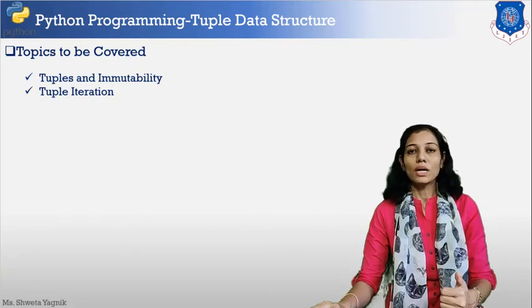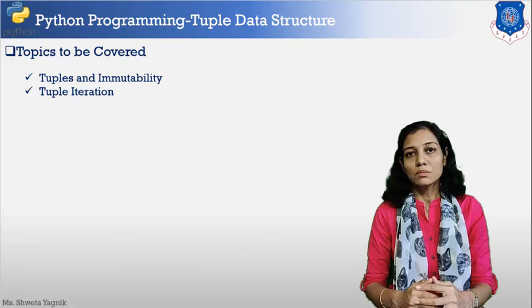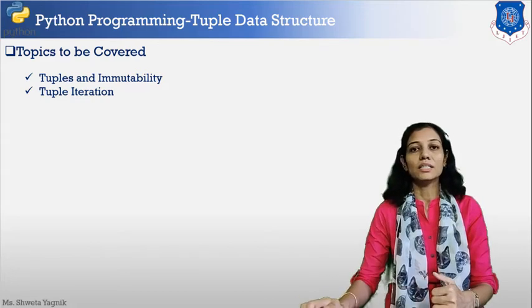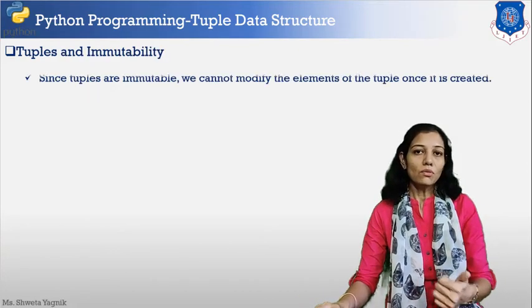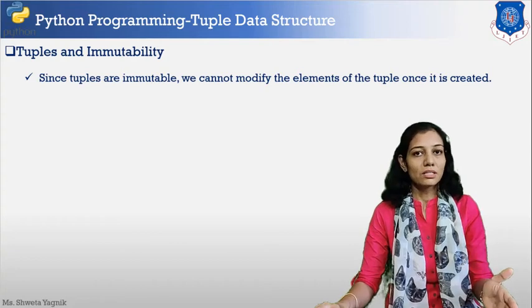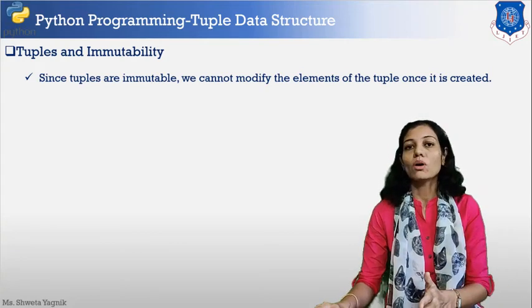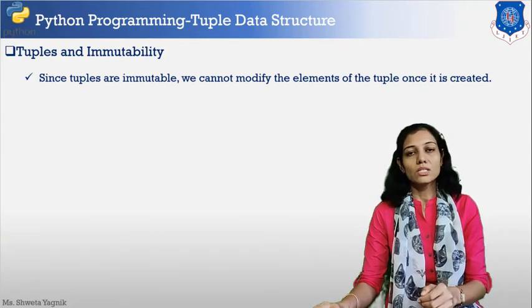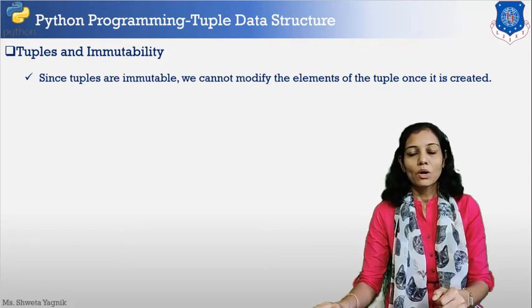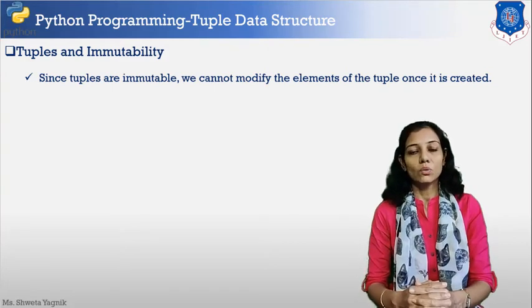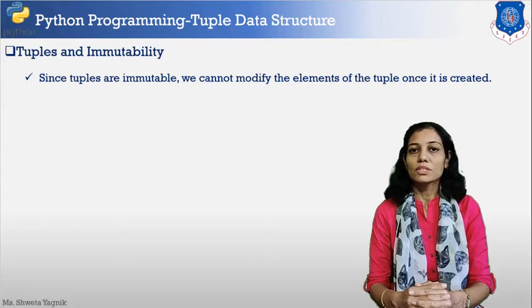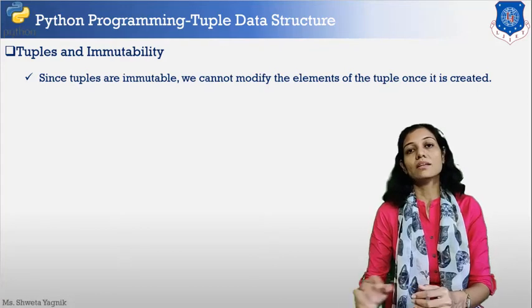In the first topic, we are going to see that tuple is immutable. That means we cannot modify the tuple. But if we want to add an element, modify an element or delete an element, what are the ways using which we can do that? Although it is not altering the original tuple, we will see some of the steps using which we can add some of the items.